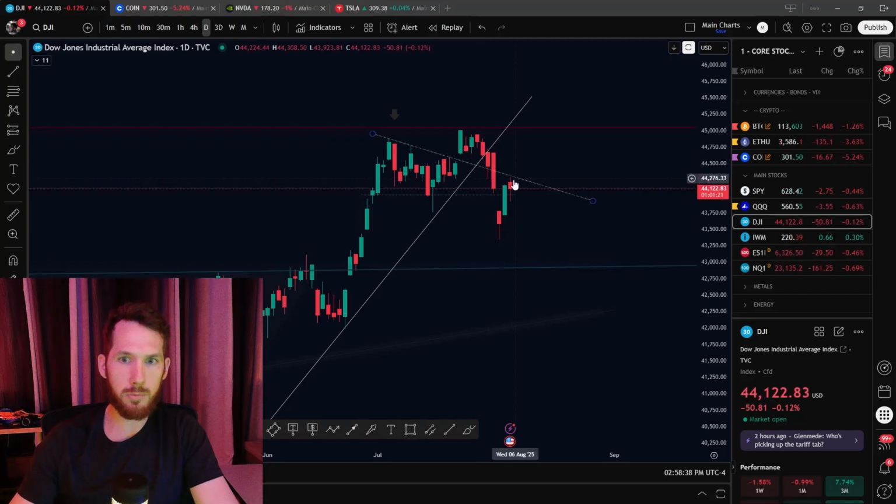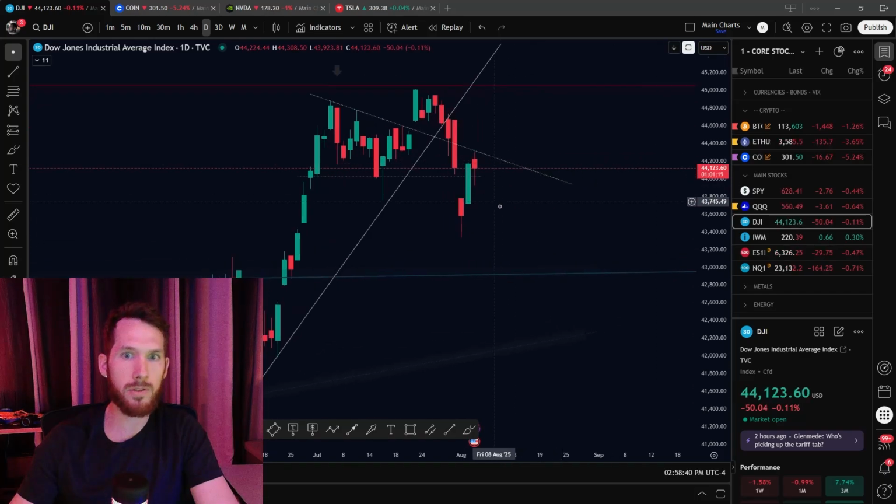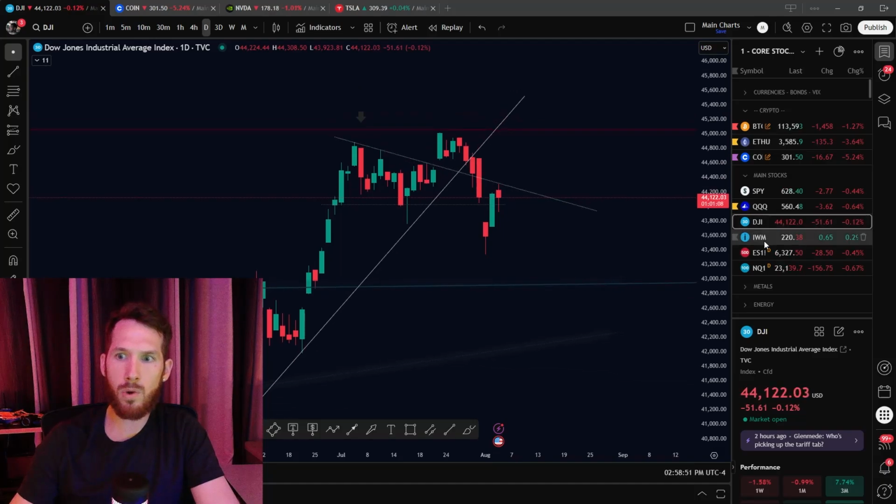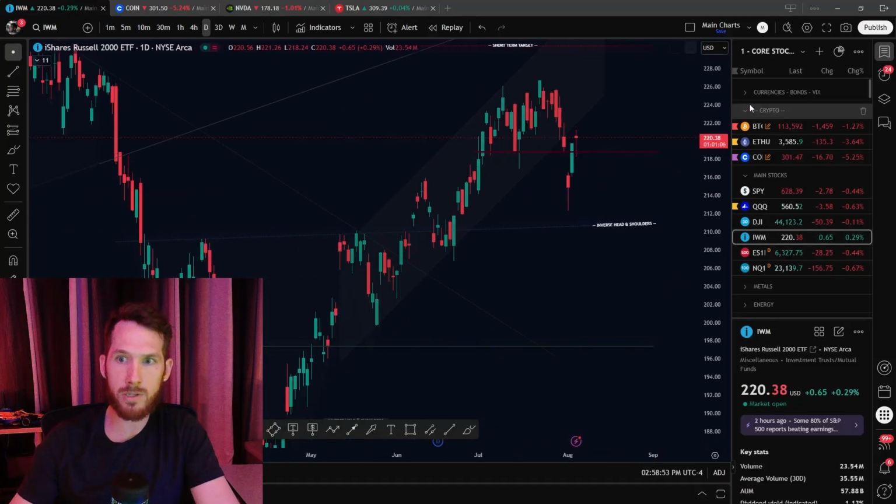And take a look at today's price action. We actually hit this trend line almost to the penny, and price reversed. So we need to see price break above this trend line before we can get a move back to the upside. All right, let's take a look at the Russell 2000.